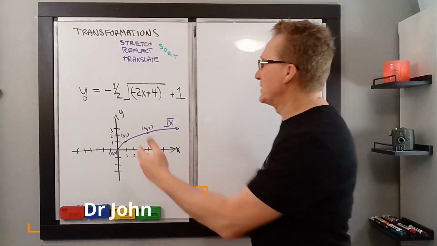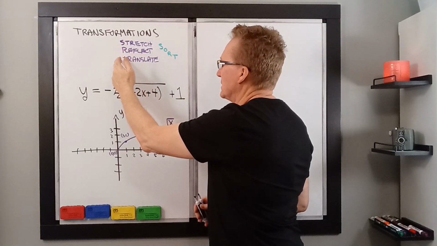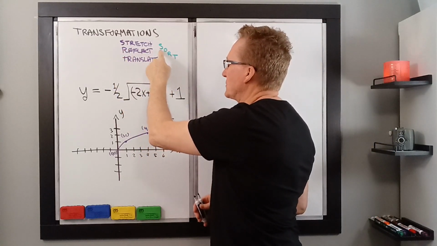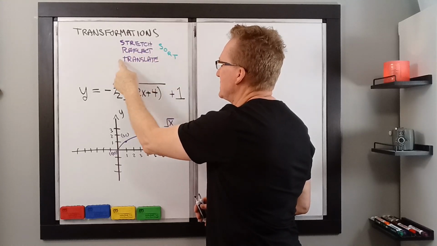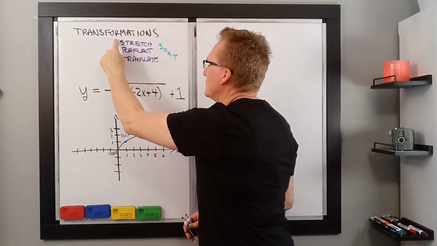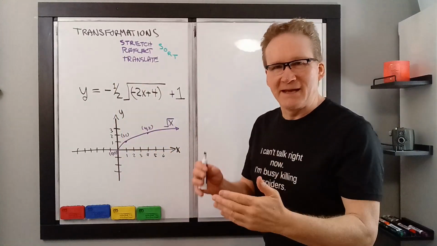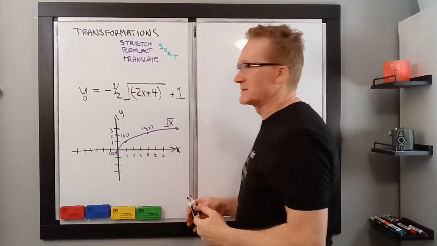I'm coming to you with another transformations example. Remember, we do these transformations in this order: stretch, reflect, translate. If it helps you to remember, there's no O in this, of course. S for stretch, R for reflect, T for translate. Often we can do the stretch and the reflect together, but we have to do the translate afterwards.